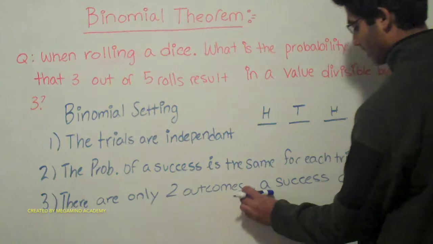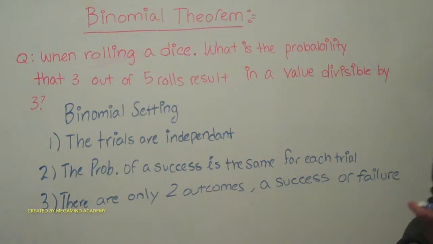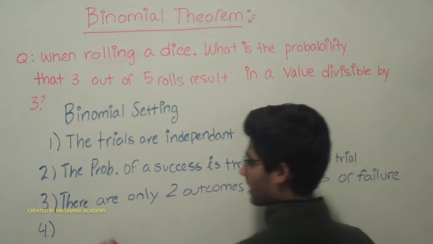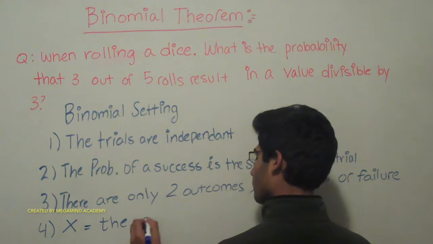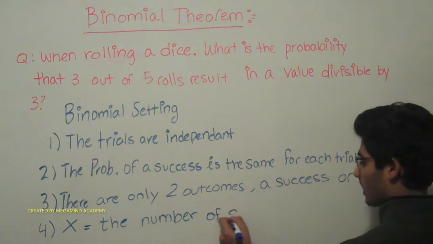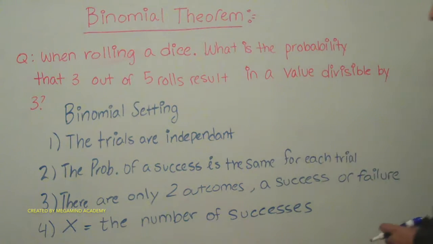And then the last condition. And this is what separates this from a geometric variable. So this last condition says x is equal to the number of successes. Okay, so now that we have these four down, take the time now to write this into your notes. If you haven't done so already, just pause the video and do that.